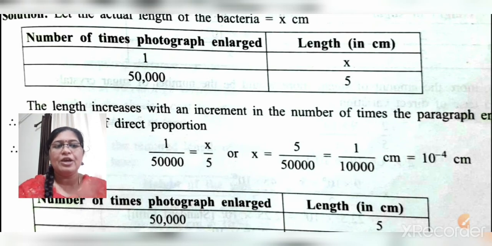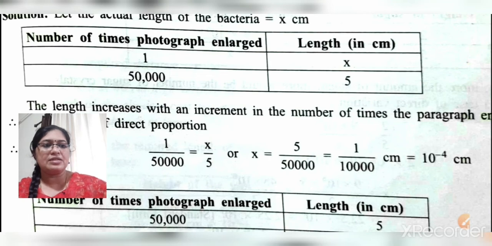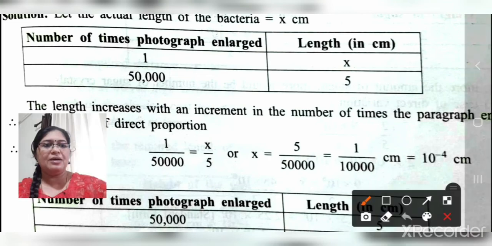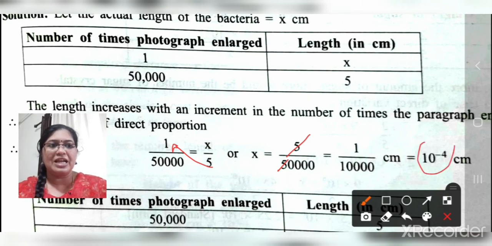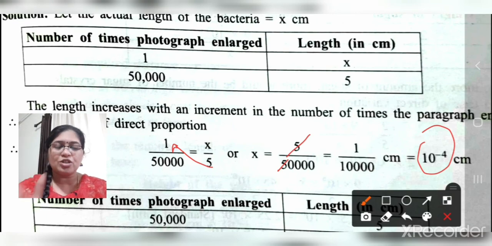So, this 5 will go to the numerator, 1 into 5, that is 5 by 50,000, that is equal to, 5 and 5 will get cancelled, so it will be 1 by 10,000. 1 by 10,000 means how many zeros? 1, 2, 3, 4. So, it is written as 10 raised to minus 4 centimeter. If it is actual size, it is 10 raised to minus 4 centimeter.